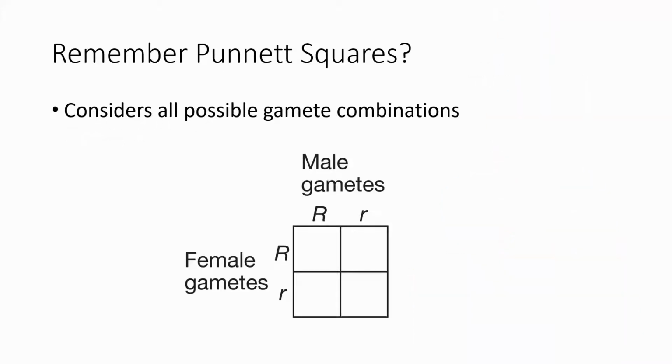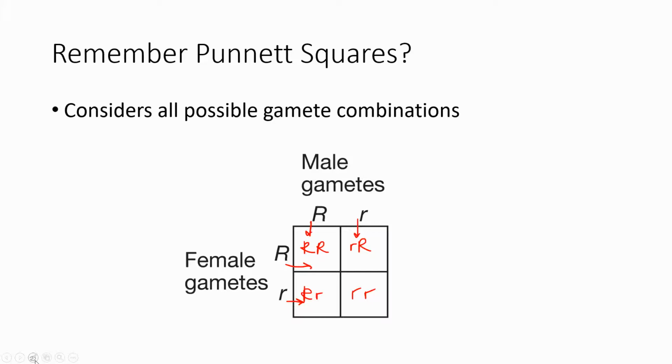So Punnett squares are useful because they help you consider all possible combinations. They can be your best friend, but they can also be your enemy. I'll show you how later. And just in case you've forgotten, for a Punnett square, you're basically bringing down the letters. So I'm bringing down that recessive R. Then I'm going to bring across my letters.